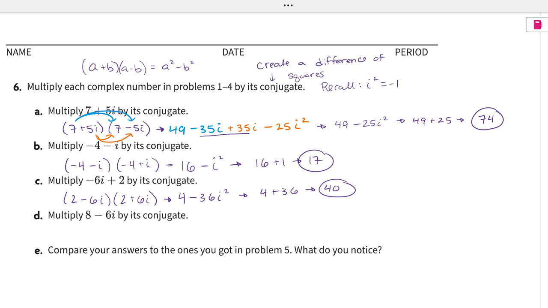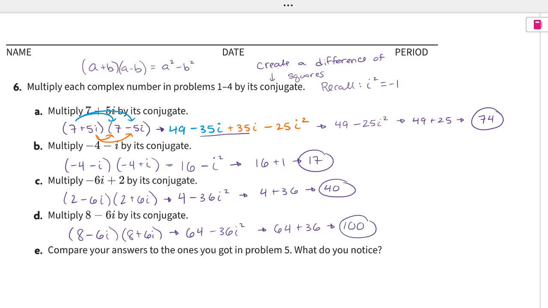And if I had done that in the opposite order, I still would have gotten 40. So if I multiplied 8 minus 6i by its conjugate, 8 plus 6i, which gives me 64 minus 36i squared. Well, that gives me 64 plus 36, which gives me 100.